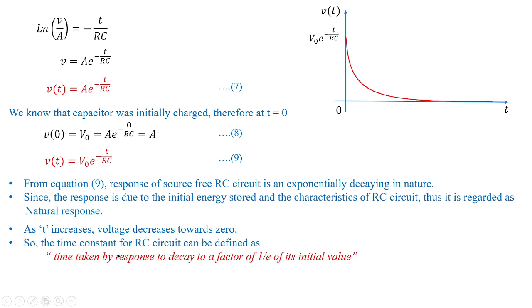The time constant for an RC circuit can be defined as the time taken by the response to decay to a factor of 1 by e of its initial value. If you substitute e to the power of minus t by tau, and tau is equal to t, then you get e to the power of minus 1. That is V naught by e. So tau is the time constant of this source-free RC circuit, and its value is RC.